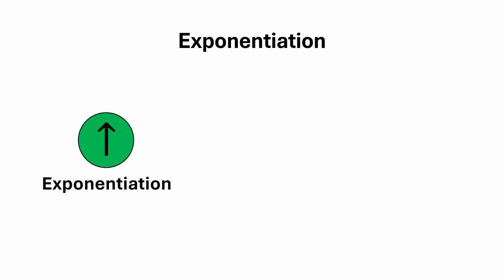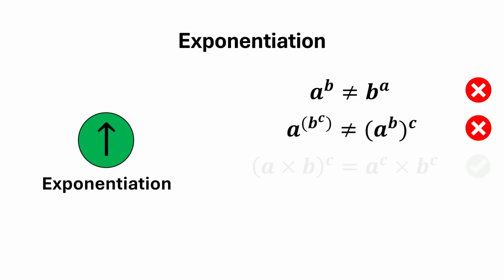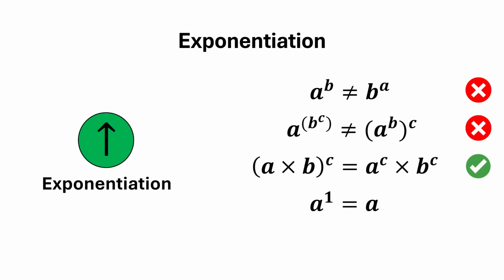Unlike the previous operations, exponentiation is not commutative, nor associative. However, it can distribute over multiplication. Because it is not commutative, it doesn't have a full identity element, but only a right identity element equal to 1. The number 0 behaves almost like an absorbing element, but it turns most numbers to 1 rather than itself.